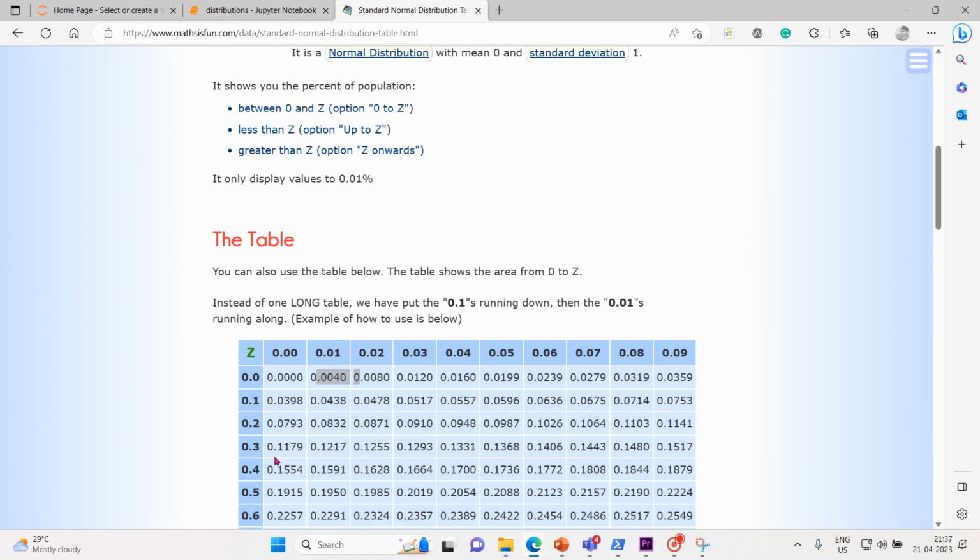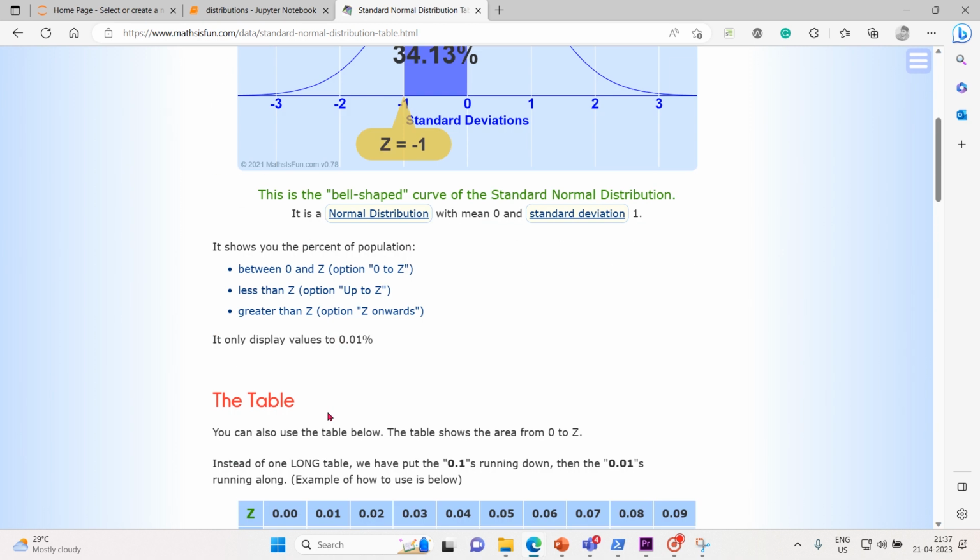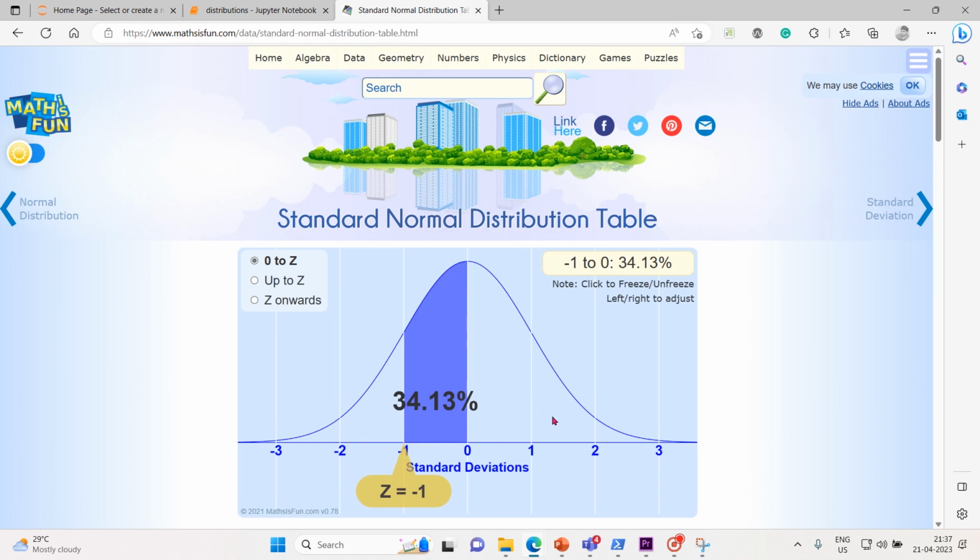In between you will also have Z scores like 0.001, 0.302, 0.405, 1.009, 1.09, 1.209, 1.309, 1.109. You'll have multiple Z score values here, because obviously these are all continuous variables.